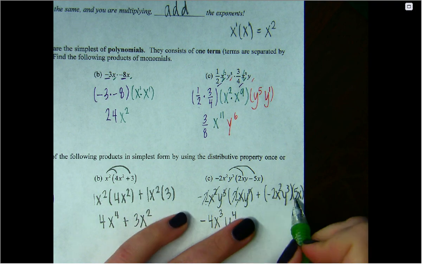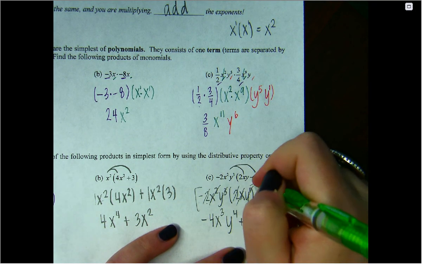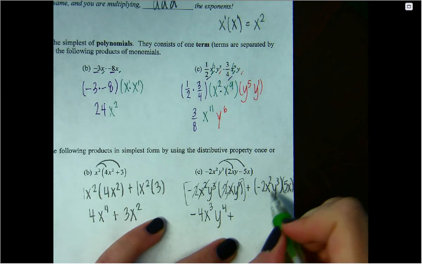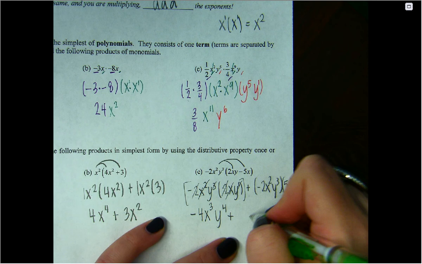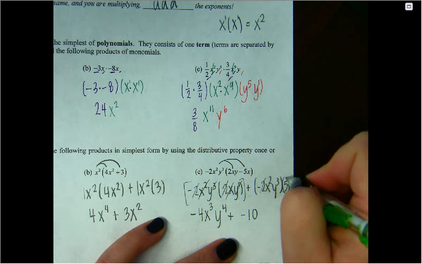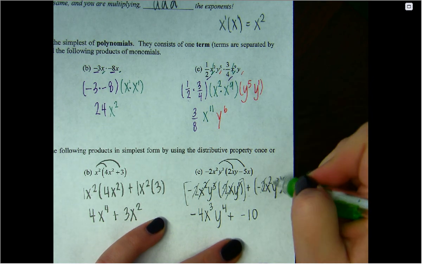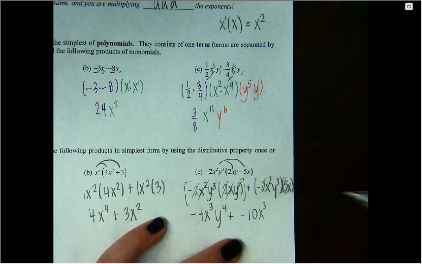Now I'm going to do this section. Notice I didn't do them all together because these things are different. They're separated by an operation. So negative 2 times 5, okay, is negative 10. And then what do I have here? I have x squared times x, which I add my exponents, is x cubed.